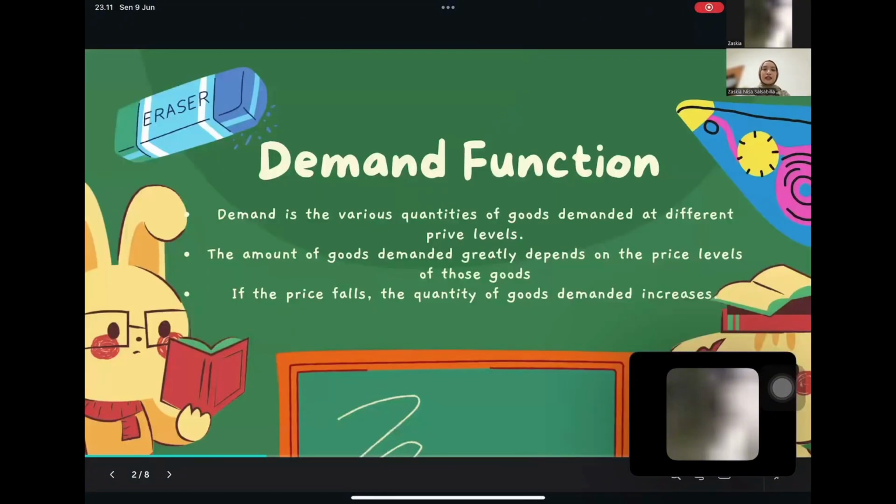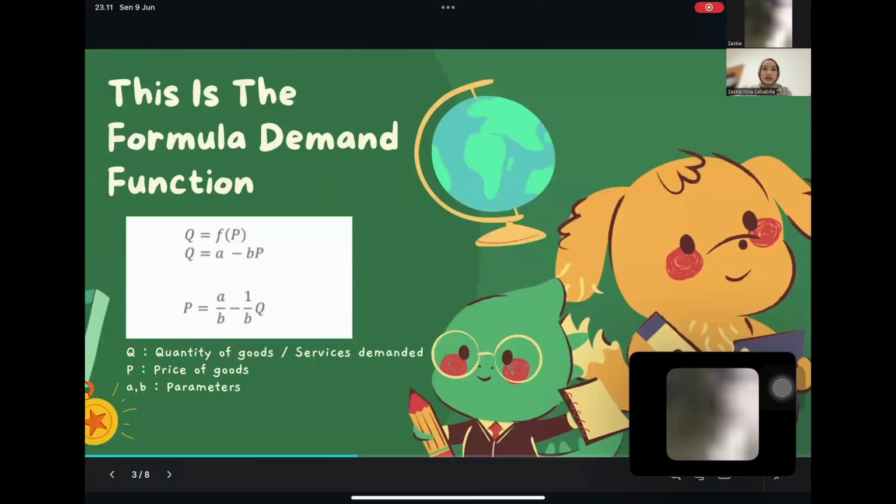Here I will explain the material on the application of linear functions. First, the demand function. Demand is the various quantities of goods demanded at different price levels. The amount of goods demanded greatly depends on the price level of those goods.